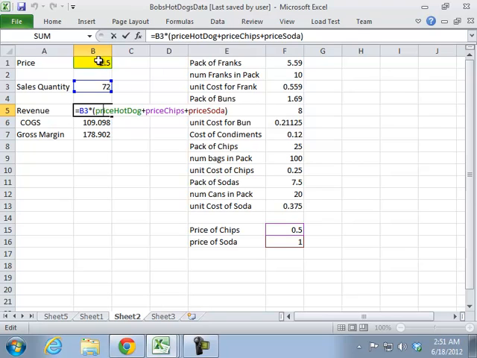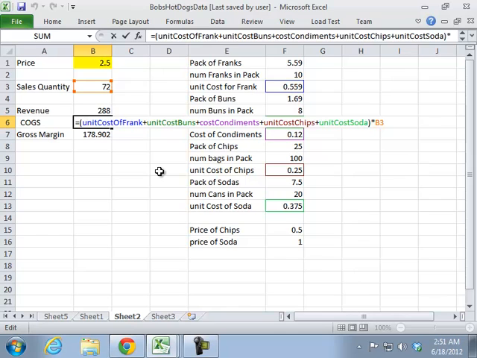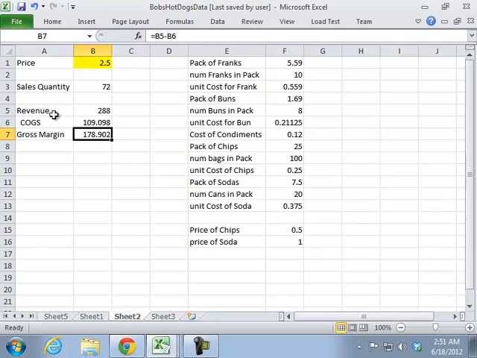And our revenue is the price of the hot dog plus the price of the chips and the price of the sodas times the quantity. Our cost of goods sold is the unit cost of the hot dog plus the unit cost of the bun plus the condiments plus the unit cost of a bag of chips plus the unit cost of a soda. This is really important here, times the sales quantity, which is where a lot of people had problems with this one. And then finally, our gross margin, it's kind of our stand-in for profit because we don't know anything else about this model. Our gross margin is equal to our revenue minus our cost of goods sold.